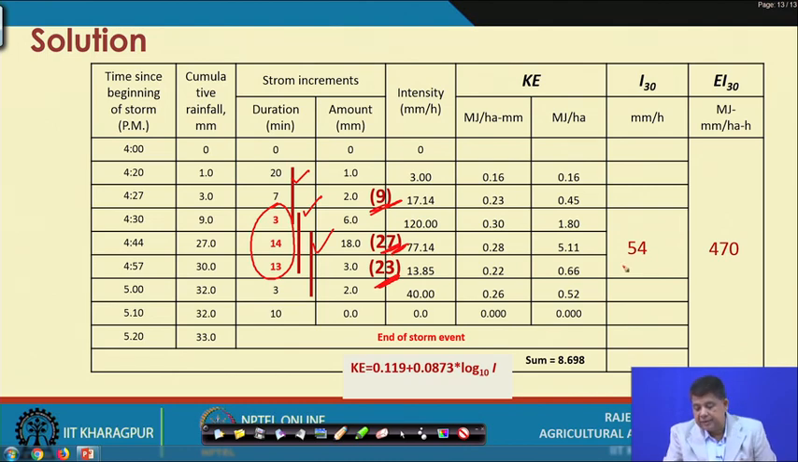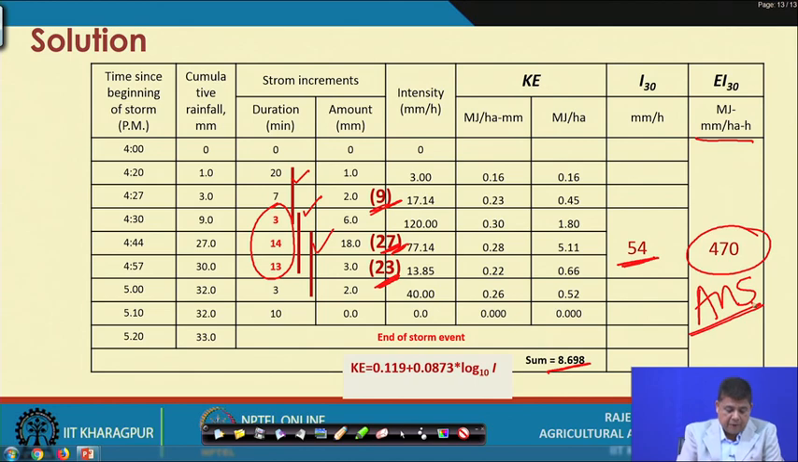So, that means I30 maximum intensity is 54 millimeters per hour, and once we know the kinetic energy sum and I30, the multiplication of these two will give us the EI30 or rainfall erosivity in megajoules millimeter per hectare per hour. So, that is the answer which we are looking for in this particular problem.